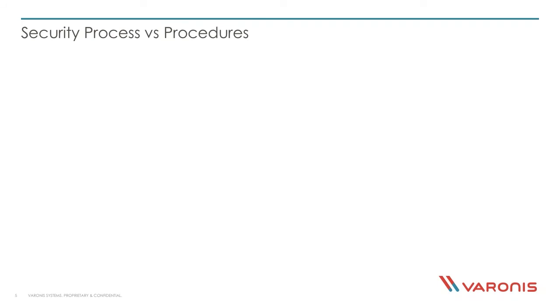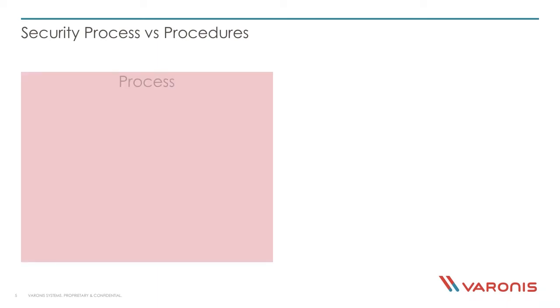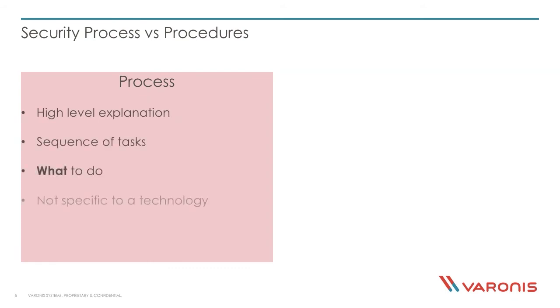From my previous experience, I see a lot of people mixing the concepts of process and procedures. So, to have everyone on the same page, a process is a high-level explanation of something. It is basically a sequence of tasks that tells you what to do, but it doesn't tell you how to do it. Also, usually, processes are not specific to a technology. It's more like a high-level thing.